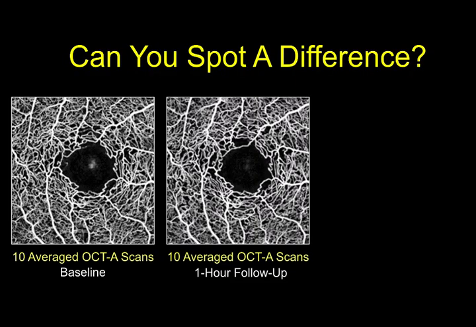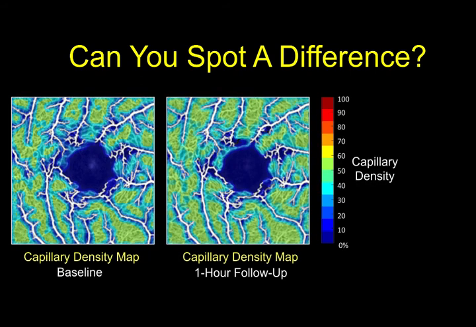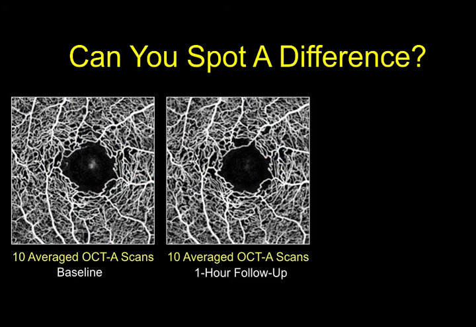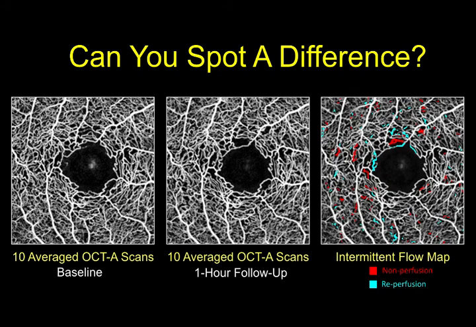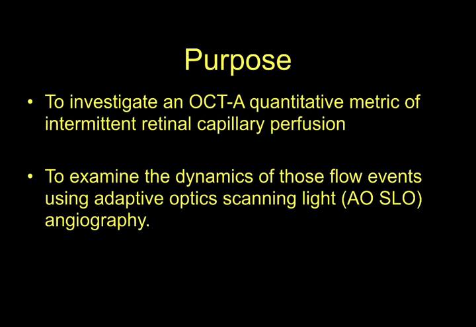Comparing OCTA scans to detect differences is very difficult. Even using capillary density maps, differences are not easily seen. We developed an intermittent perfusion map to highlight fluctuating capillary segments. This intermittent flow map shows which vessels reperfused at 1 hour and which vessels became non-perfused.